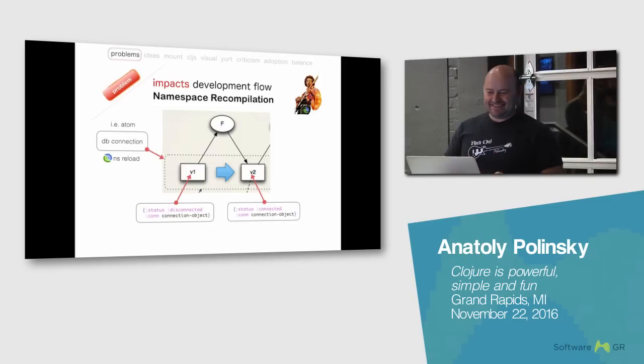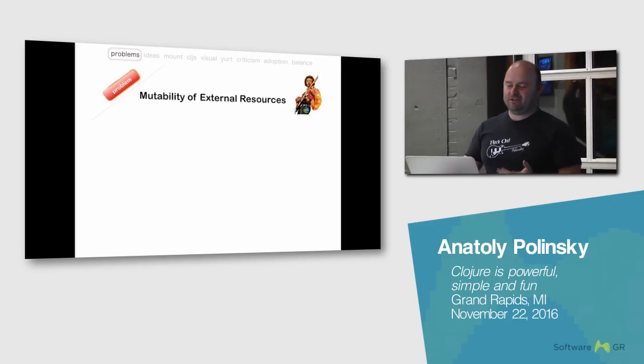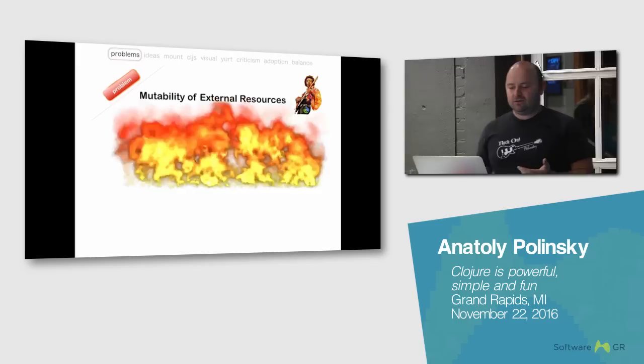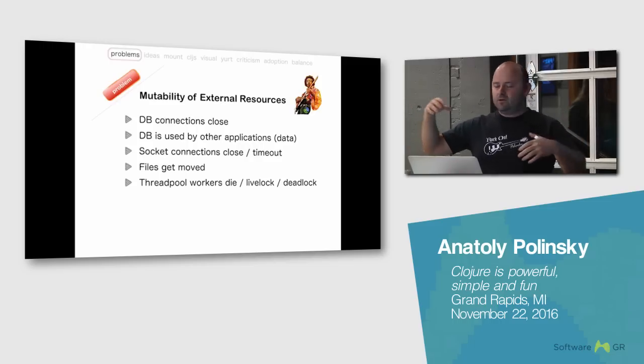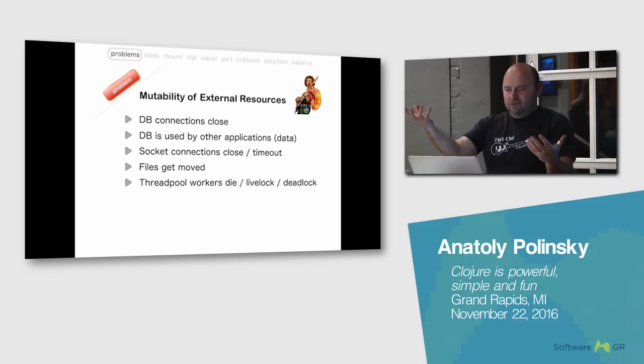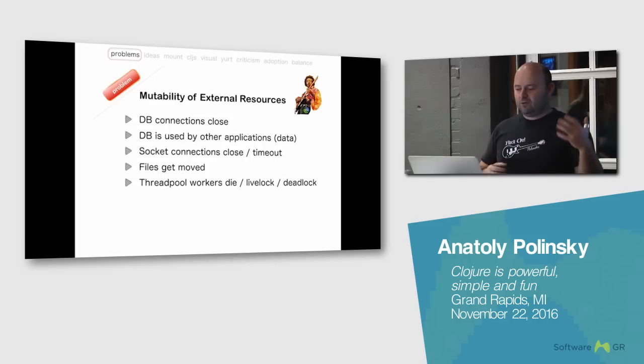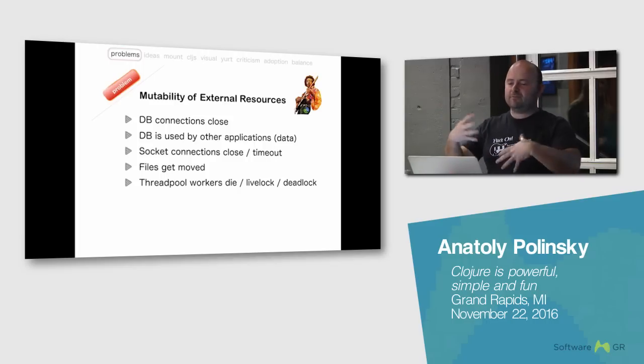Okay, so the third problem is the mutability of external resources, right? For example, your database connections close at runtime. Your database is used by other applications. Or not necessarily a database, a service that you use is used by other applications and could potentially mutate the state of that service or what the service does. And that all happens at runtime. Socket connections close and time out, thread pool workers die, files get moved.